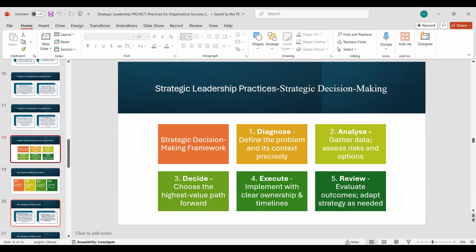I'm asking a question, so if you did not hear the question, I'm repeating. I said that in the decision making, one part that we normally miss is the review part. My question is, of what use is the review component of strategic decision-making process so far as strategic leadership is concerned?